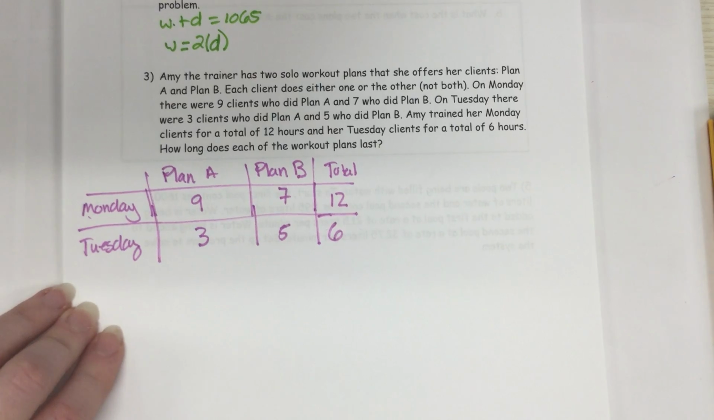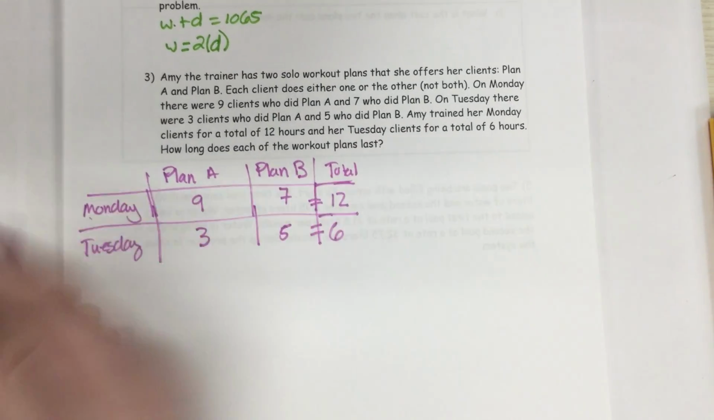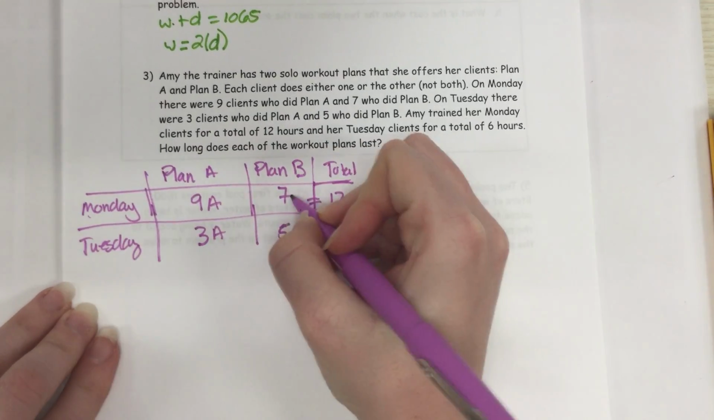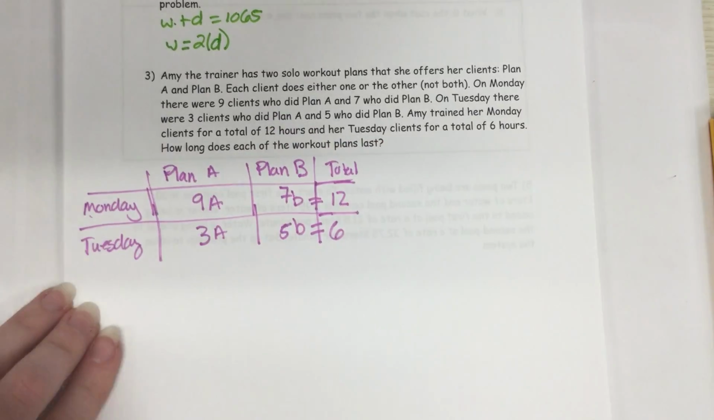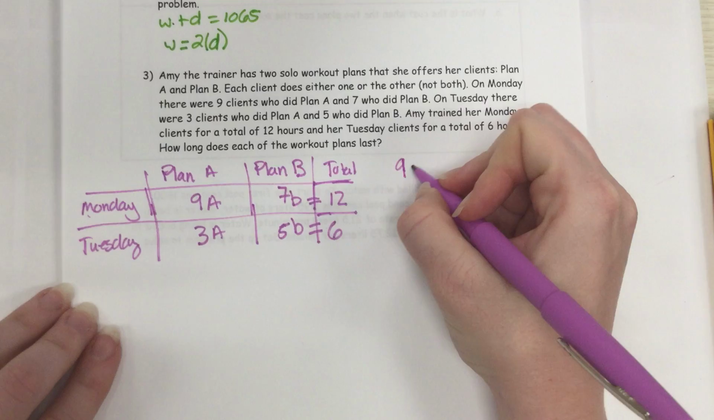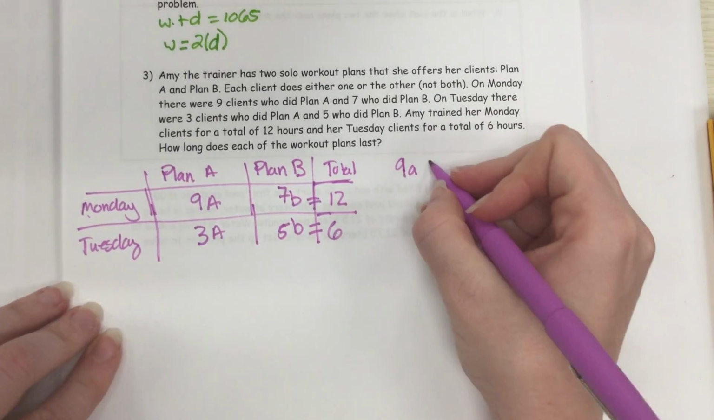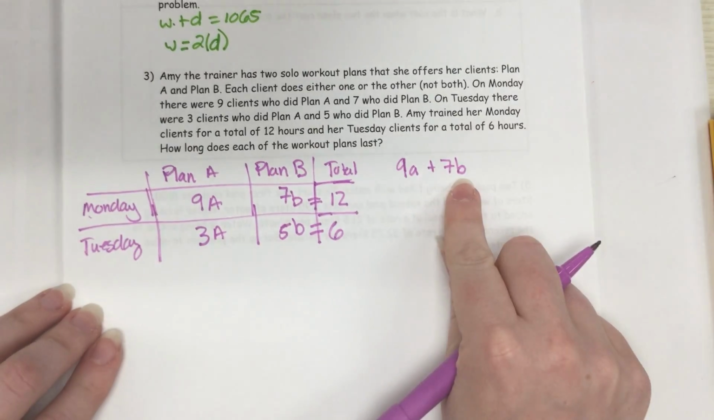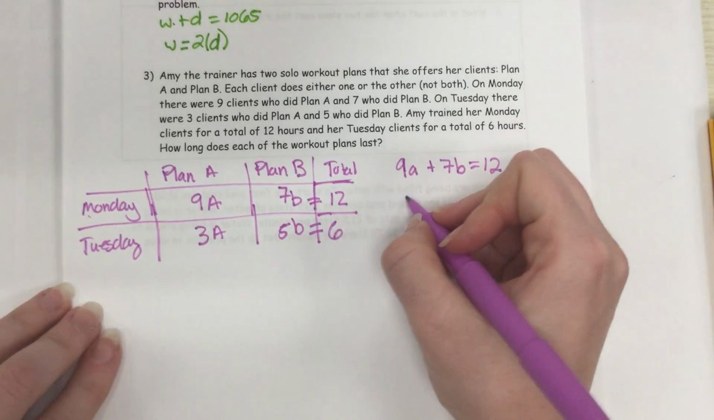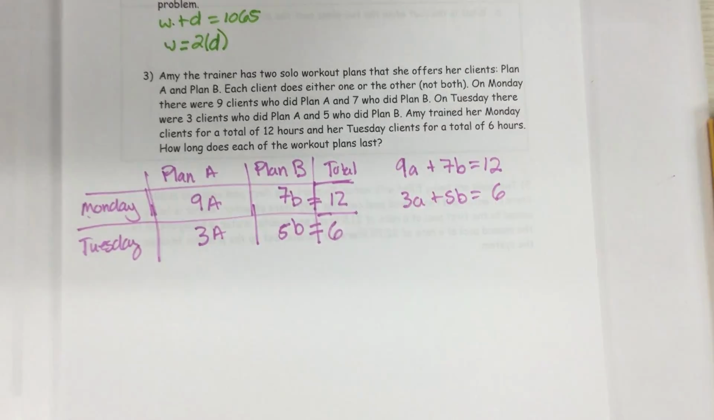All right, and hopefully it's pretty obvious the total, right? That's usually where you put an equal sign, okay? And so you could just do plan A, 3A, and just do the B's there, okay? And now you have an equation. So you know 9 times however long the plan A workout is, plus 7 times however long the plan B, we add those together, and the total is 12 hours. Okay, and then we got 3A plus 5B equals 6.